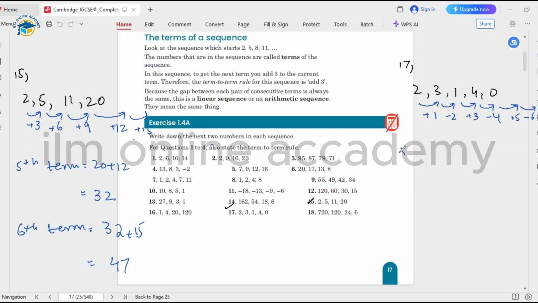So let's find the fifth term then. For finding the fifth term of the sequence, to 0, I need to add 5. So this is my next term. And for the sixth term, from 5, I need to subtract 6, and it's coming to negative 1. So these are my next two terms of the sequence. So I hope this lecture is clear to you for 1.4a.